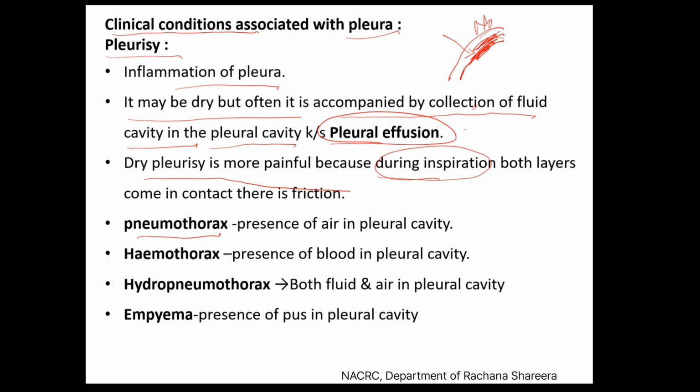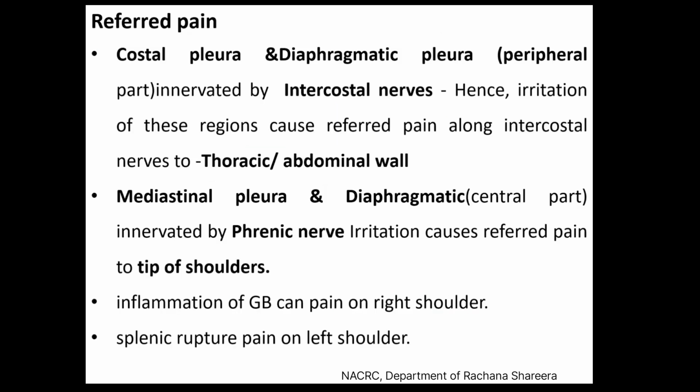Pneumothorax. There are some terms related to the pleural cavity. Pneumothorax: presence of air in the pleural cavity. Hemothorax: presence of blood in the pleural cavity. Hydropneumothorax: both fluid and air in the pleural cavity. Empyema: presence of pus in the pleural cavity.